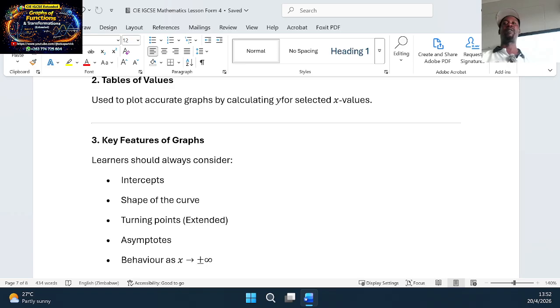Also the shape of the graph. Does it have turning points? Is it an increasing function or a decreasing function? Also, do we have asymptotes, which are lines the curve will not touch? And sometimes we might be interested in behavior, to say if we were to extend either the x values or y values to infinity, can we predict the shape or the picture that the function would take?